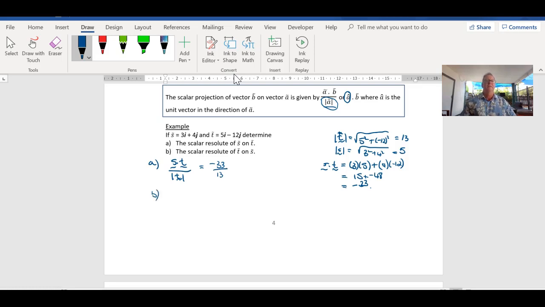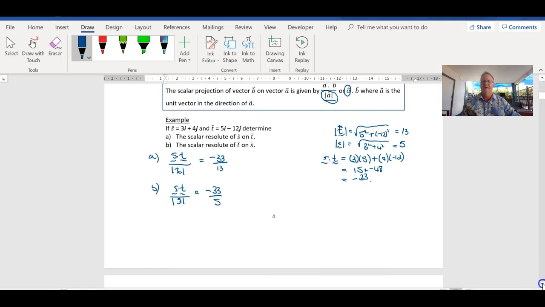On the other hand, in part b, what's the scalar resolute of T on S? Is there a difference? Well, there is. It's still the dot product on top, and that's not going to change. But because it's on S, you're going to divide by the norm of S. So that would be negative 33 like before, but this time divided by 5. We can leave it like that.